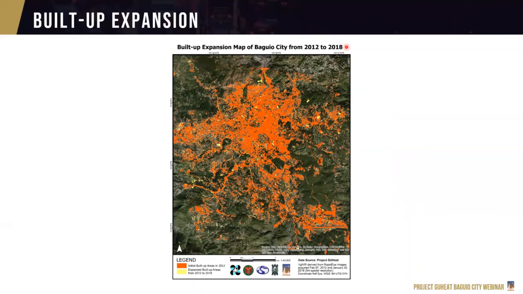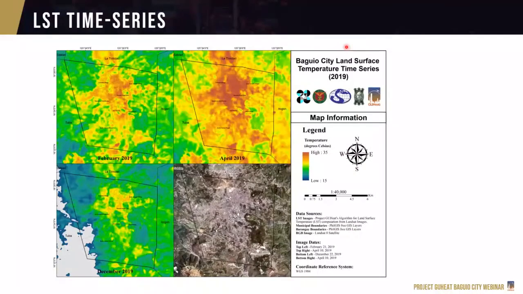And the last map by the project for now is this LST time series map. Here we can see the trend of temperature throughout the year. We can see how the temperature in Baguio City increases from February to April and then decreases in December. You can add more images or time steps to produce a more accurate trend.